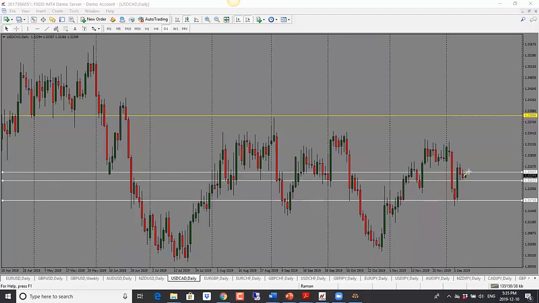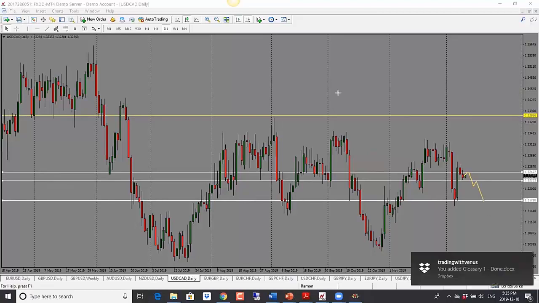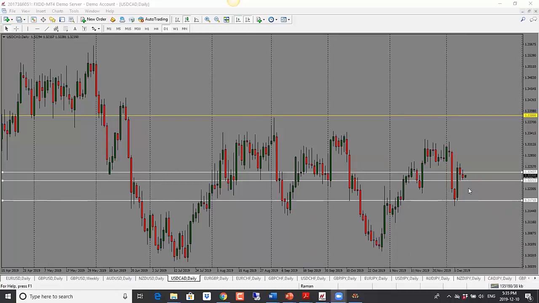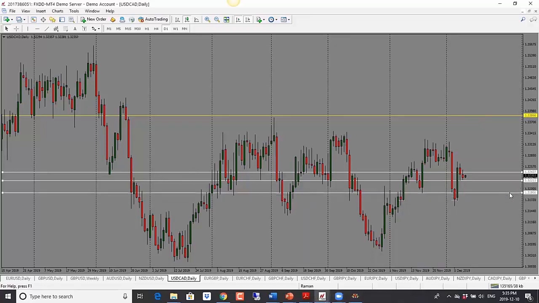I'm looking for a pullback into 1.3250. And if it stays below, then I will look for a drop and a continuation. So bias here is to the downside, and first target here is 1.3220, and then if it breaks below that, 1.3190. So bearish bias for dollar CAD.